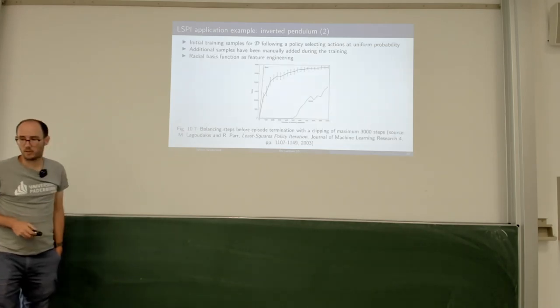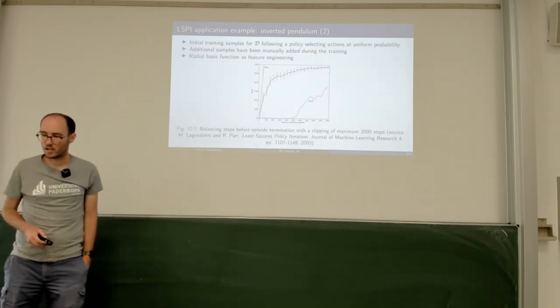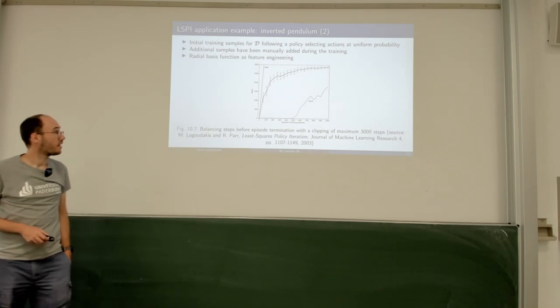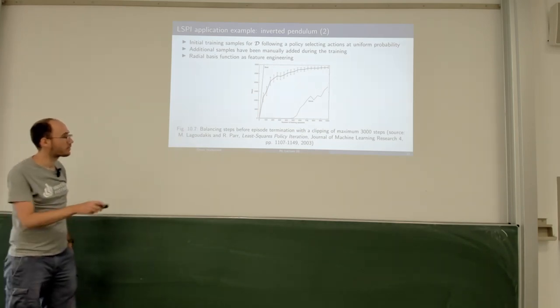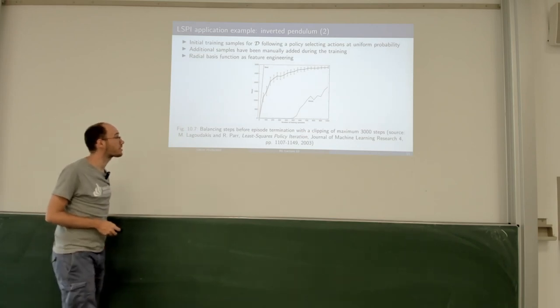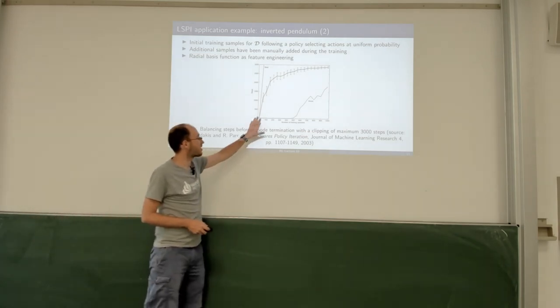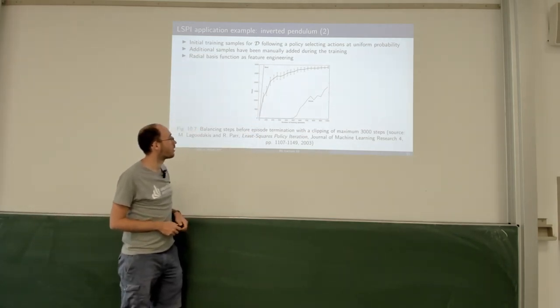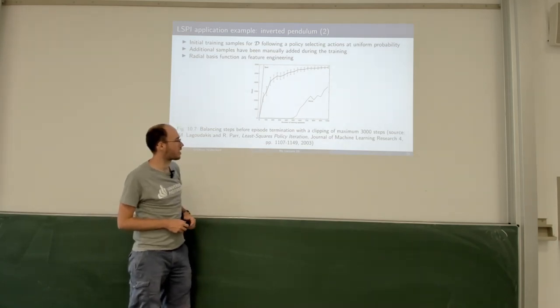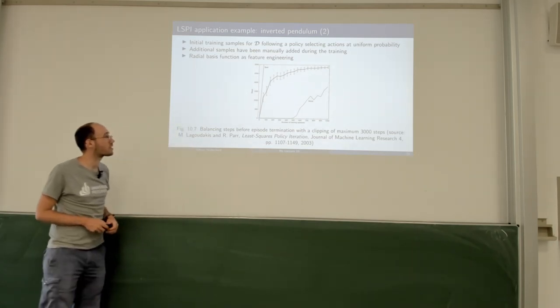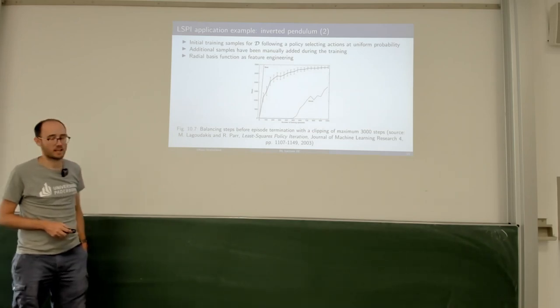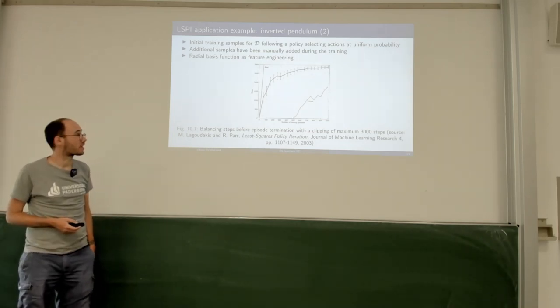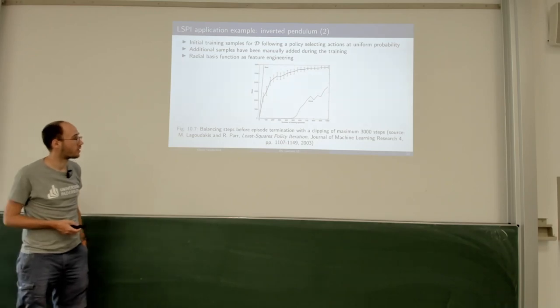If we do this with least squares policy iteration, and we do this multiple times, for up to 3,000 learning steps, then we will get this learning curve from the same publication which I've already recommended to you previously. And this learning curve basically incorporates some interesting information from my point of view.